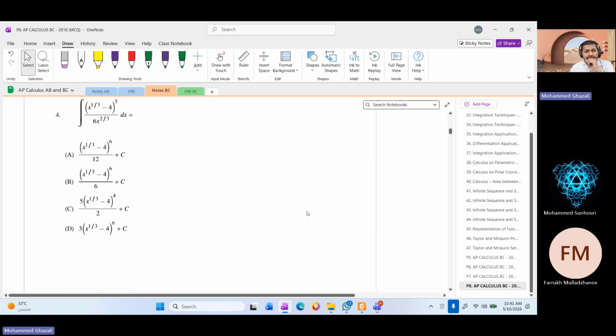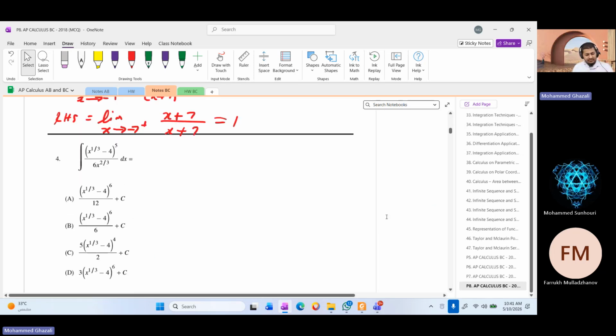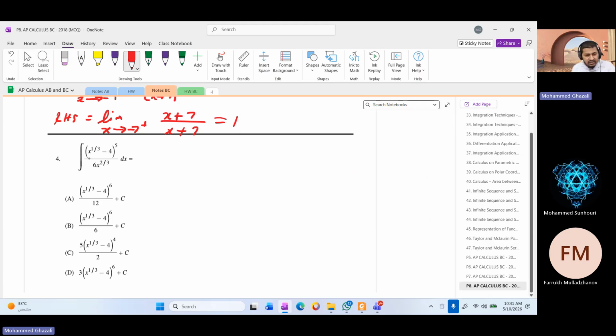Okay, great. Let's solve this integral. Remember, this is to the power 5, so we'll make that u. Try to use u substitution here. Let u equal x to the power 1/3 minus 4. So du is equal to 1/3 x to the power -2/3 dx.